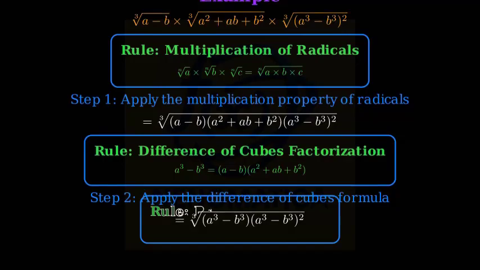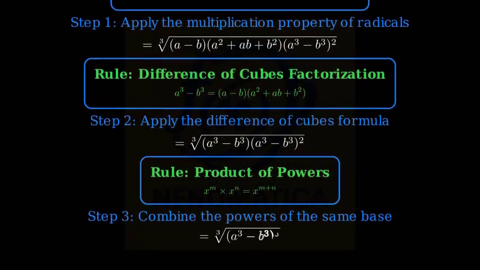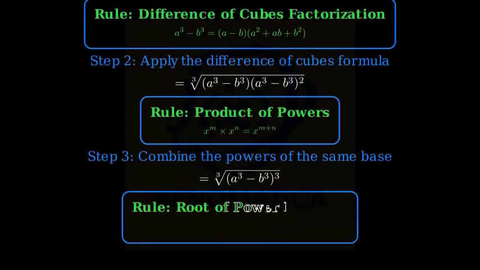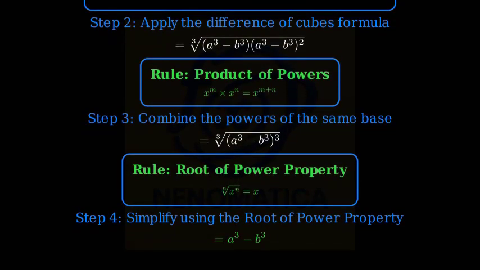Next, we can simplify the expression by applying the product of powers rule. We have a cubed minus b cubed times the square of a cubed minus b cubed, which gives us a cubed minus b cubed to the 3rd power. Finally, we can apply the same rule as before, where the cube root of a value raised to the 3rd power is simply the value itself. So, the cube root of a cubed minus b cubed to the 3rd power is just a cubed minus b cubed.